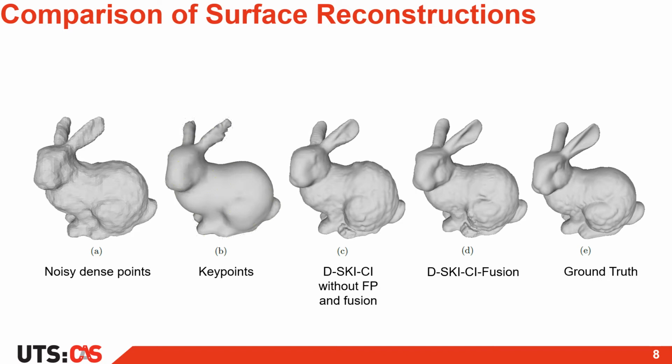As we can see from figure C, the bunny is a little bit fat since the filtering keeps lots of the points with low uncertainty. After forward propagation and fusion, the points will converge towards the real surface. The final bunny is very similar to the ground truth.